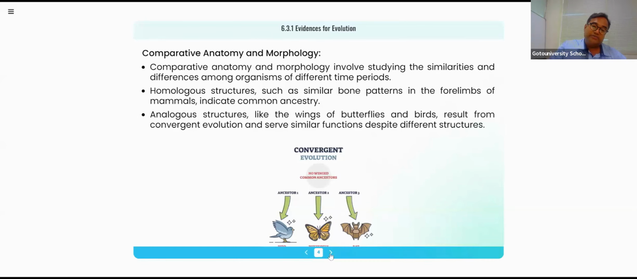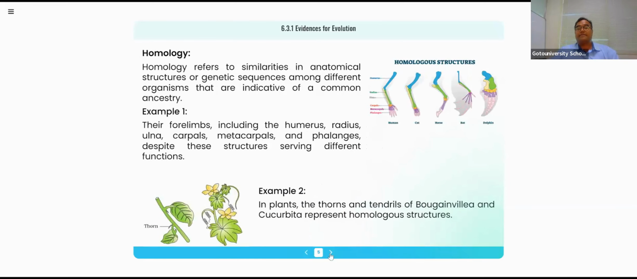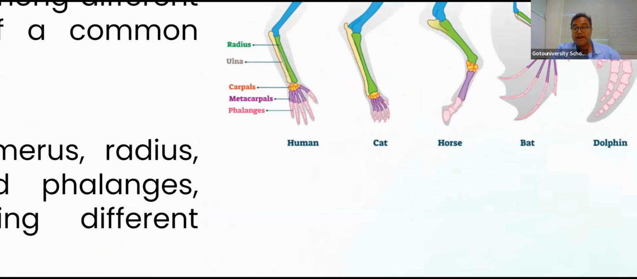Now we are entering into the next important concept called homology. Homology refers to the similarity in anatomical structure among different organisms, right? For example, the humerus, radius, ulna, carpals, metacarpals, phalanges, despite this structure serving different functions. All these things belong to the forelimbs. Can you see this? Human, cat, horse, bat, dolphin.